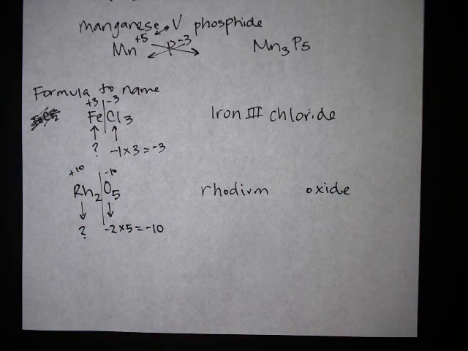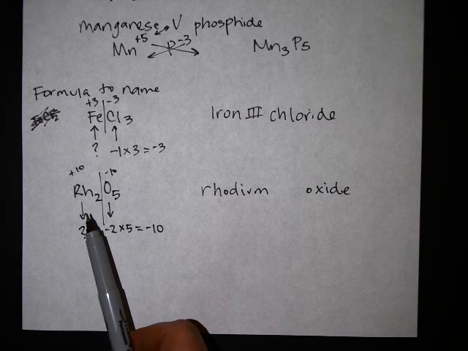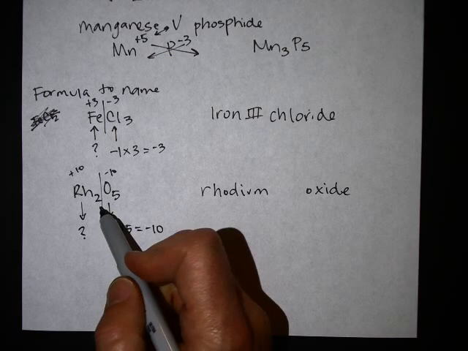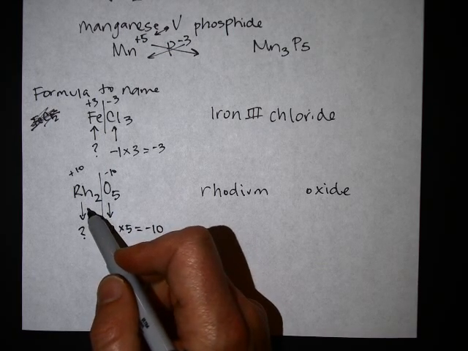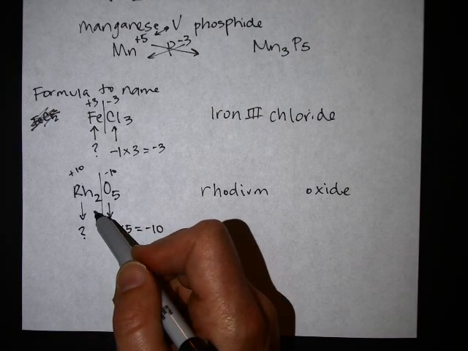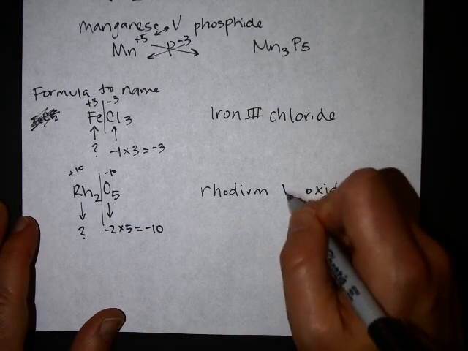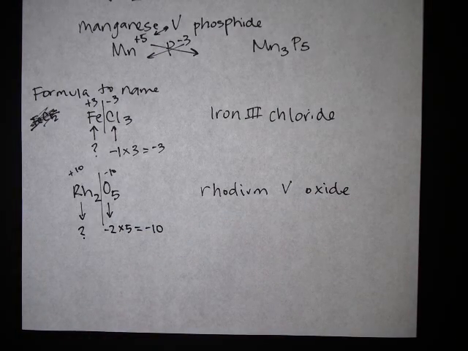But there's a trick. Because how many rhodiums do I have? 2. So to get to +10, each one has to be worth what? 5, right? Or you can divide 10 divided by 2. The total has to be 10, so each one has to be worth 5. So we call it rhodium 5 oxide. That's the most challenging kind you'd see. We have to work backwards and then divide at the end.